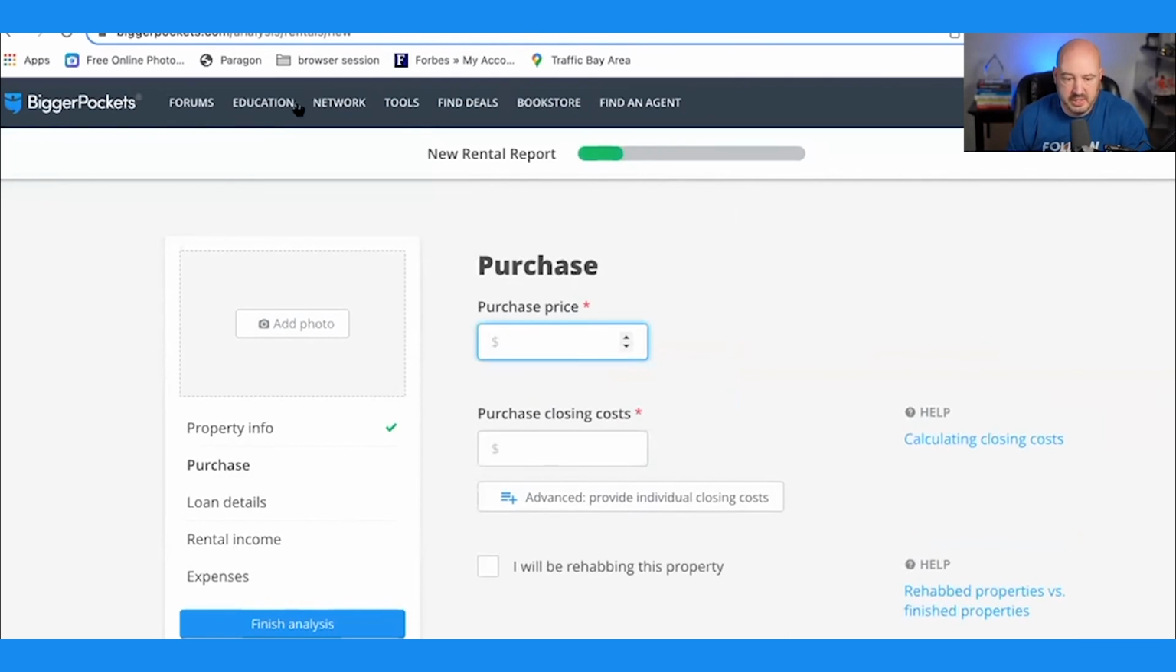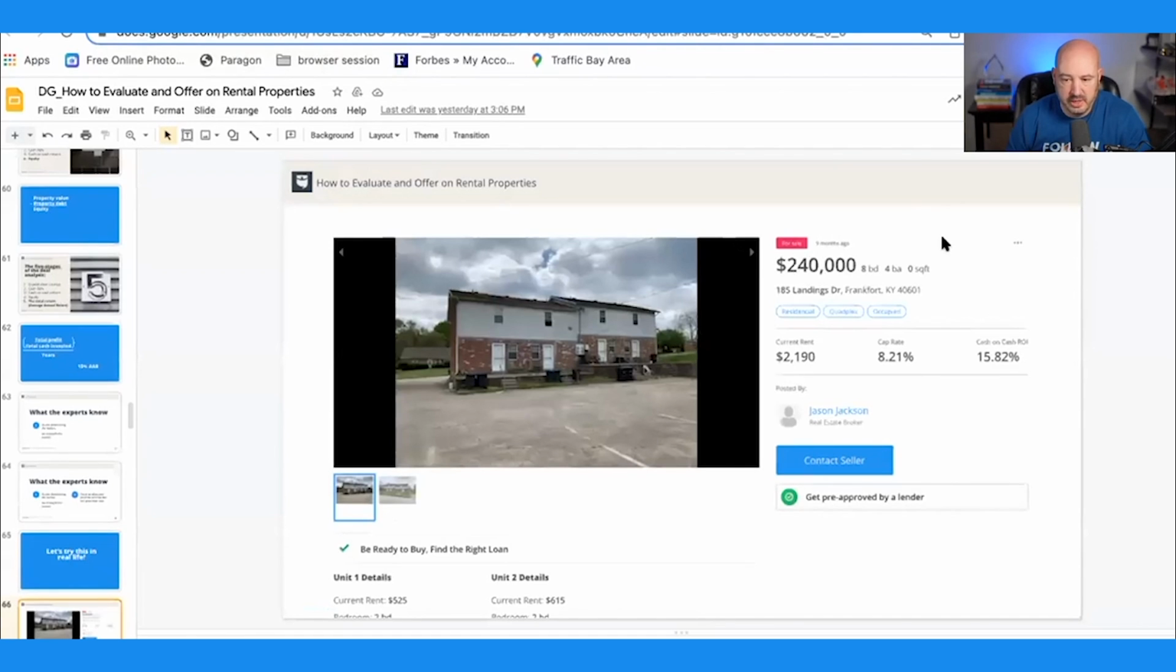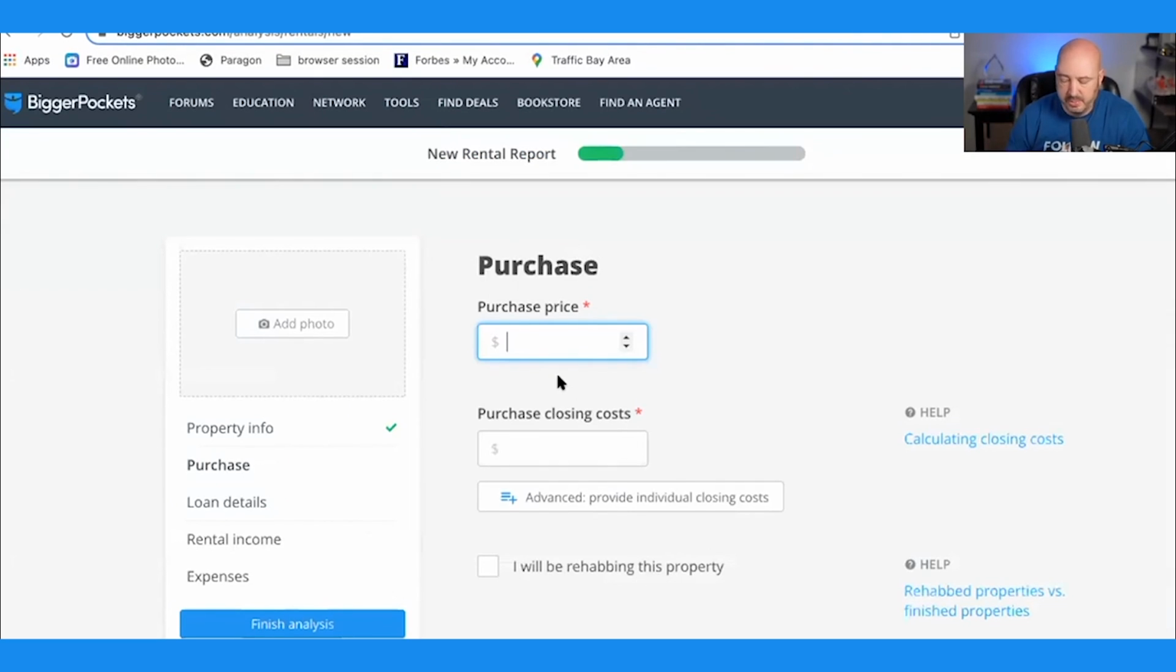The purchase price of this property was, they were asking $240,000. So we're going to put that in, assuming we're giving them asking price. Let's take the closing costs, make those around $5,000. Now, if you're sitting here saying, but David, how would I know what closing costs are? I'm not a real estate agent.